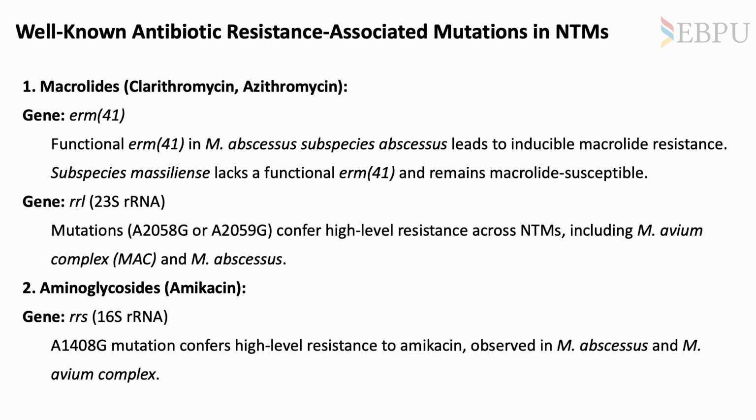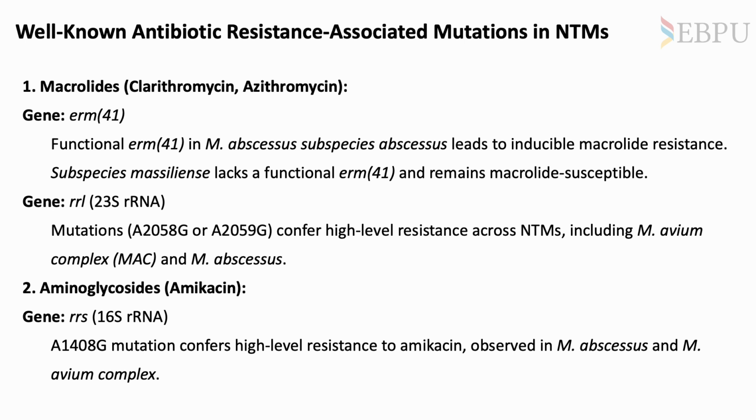Also, resistance in NTMs is complex, but a few genetic markers are well characterized. For example, for macrolides like clarithromycin, the erm(41) gene in M. abscessus subspecies abscessus causes inducible resistance. In contrast, subspecies massiliense lacks a functional erm(41) gene and remains macrolide susceptible. So you can see the differences even within a species complex.